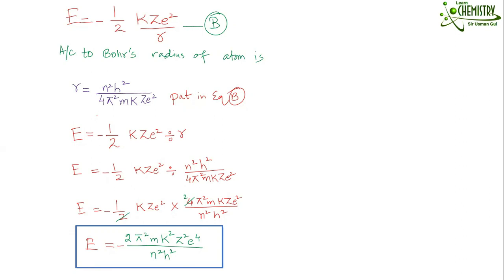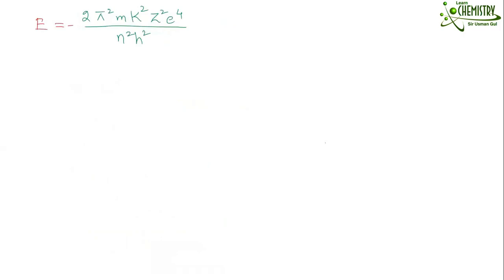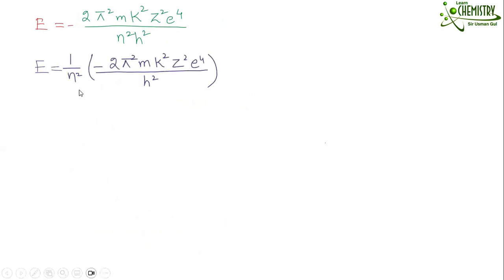So now what we will do, we will just separate all the constants from this formula. Let me show you how. This is the formula of energy, so I can change it in this way: E equals to 1 upon n square into minus 2 pi square m k square z square e to the power 4 upon h square. Okay, in this bracket all the values are constant, only this n is not constant, it is variable. Basically it represents the shell number.